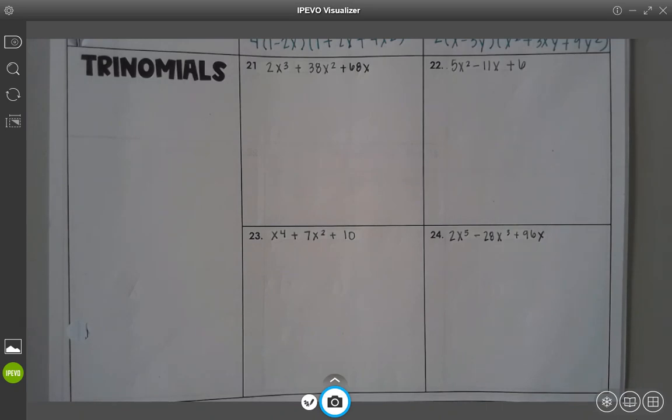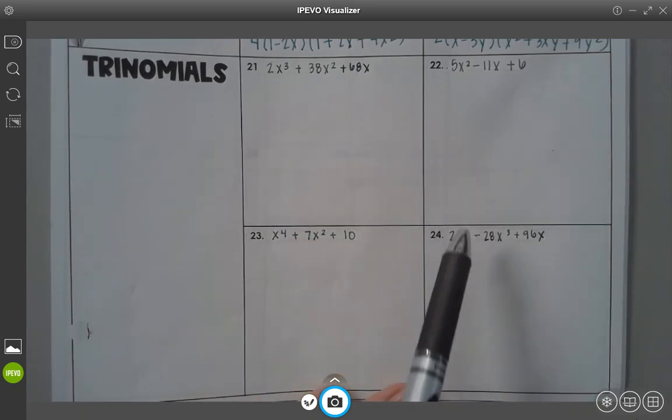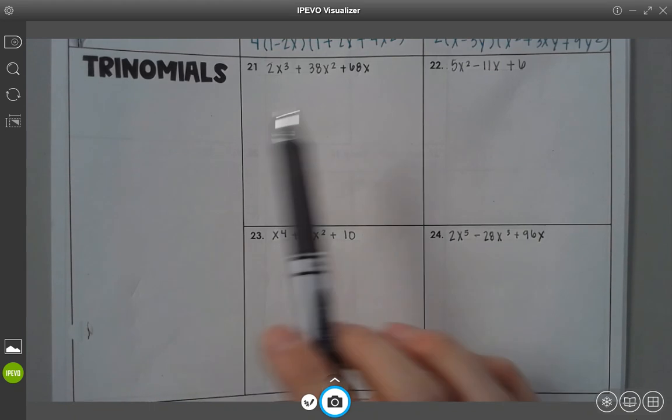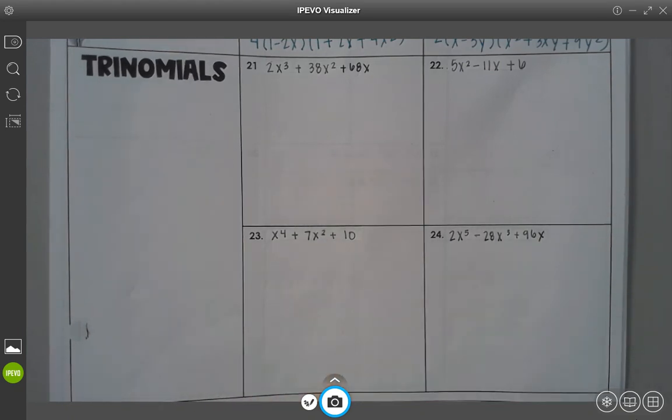We're going to finish up lesson 6.5, and I did go in and change these 4 questions. So take a minute and change these on your paper.